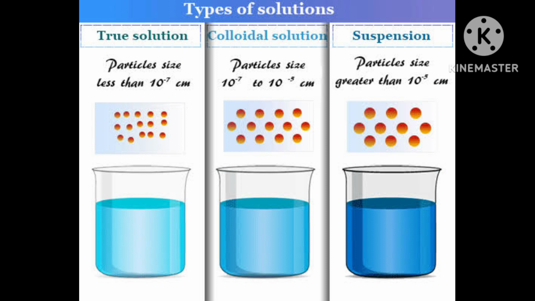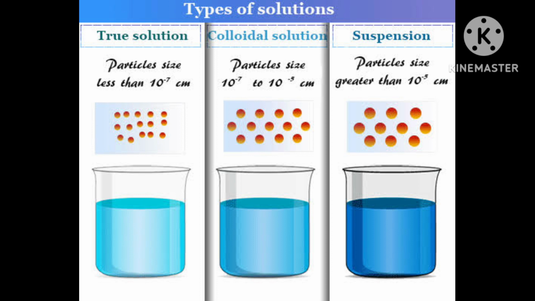The range of diameter of colloidal particles is between 1 and 1000 nanometer, meaning 10 to the power minus 9 to 10 to the power minus 6 meter. You know that 10 to the power minus 9 meter is equal to 1 nanometer, and the size will be between 10 to the power minus 9 and 10 to the power minus 6 meter. This question is asked.